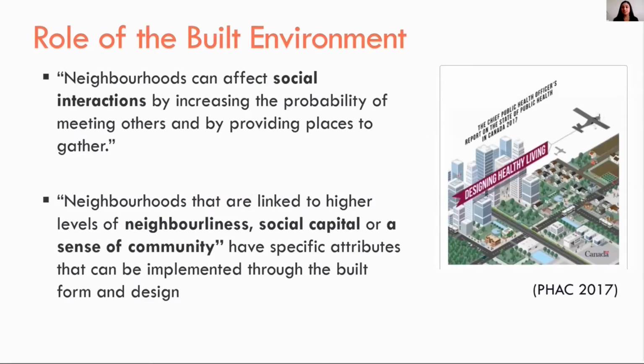So this report states that neighborhoods can affect social interactions by increasing the probability of meeting others and providing places together. And we've heard today already about how some of this is happening in our different cities and communities. But in addition, neighborhoods that are linked to higher levels of neighborliness, social capital, or a sense of community have very specific attributes that can be implemented through the built form and design.